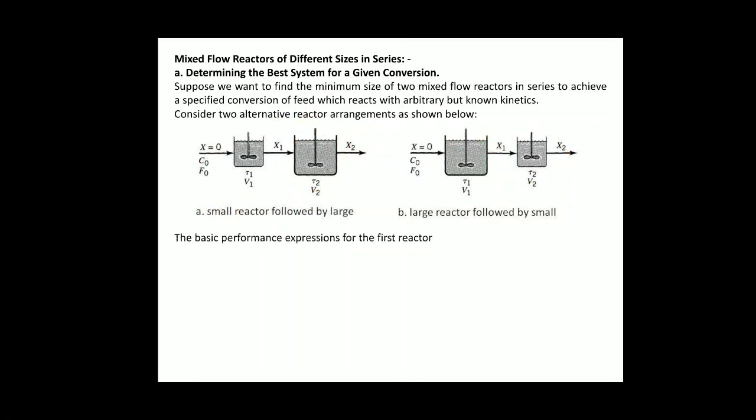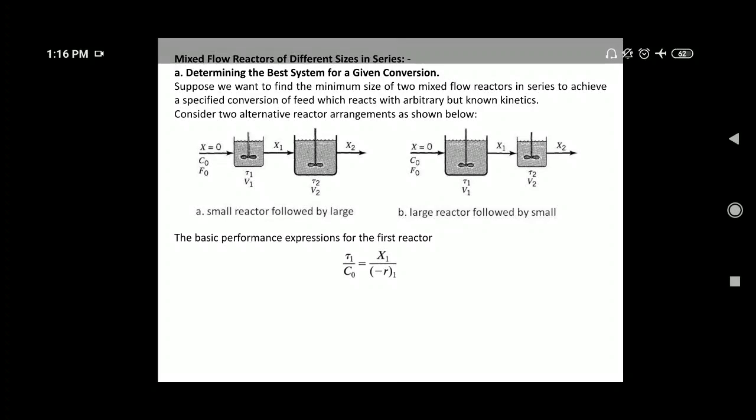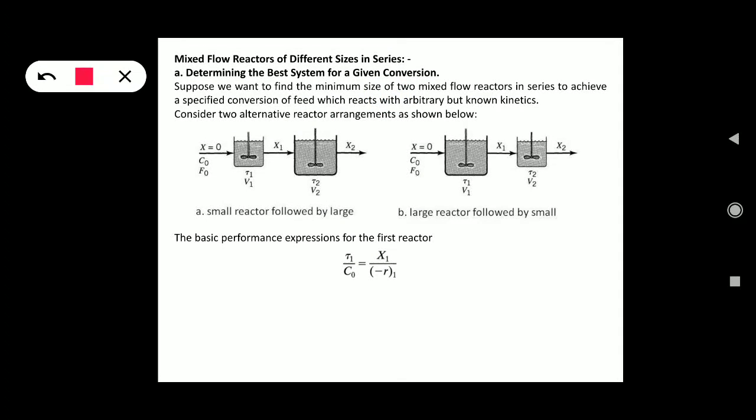If we have these two systems, then I can write the performance equation of the first reactor: tau 1 by C0 is equal to x1 upon minus R1. The performance equation of any reactor we have already seen in the previous lecture: tau by C0 is x1 minus x0 upon minus R. Here x0 is 0, that's why it is not written. So x1 upon minus R1, since this is the first reactor, the rate of reaction is minus R1.